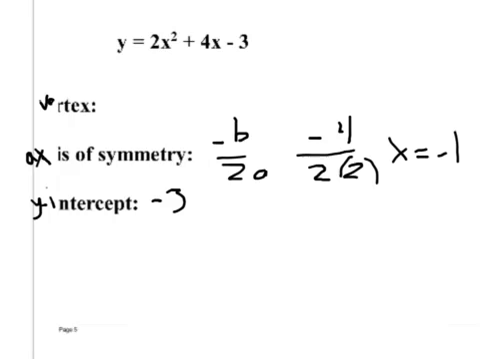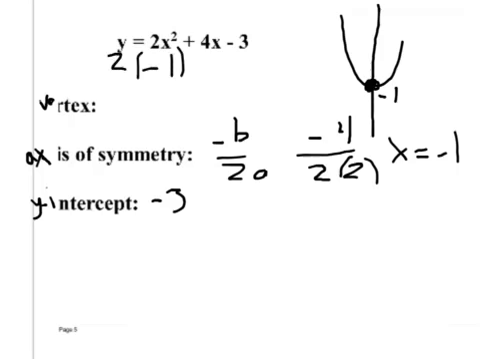Anyone have any idea how I would find my vertex? Cameron? How would I find my vertex? You know your axis of symmetry is at negative 1, right? So isn't your vertex at negative 1 for your x coordinate as well? So what I can do is plug in negative 1 for x. Everywhere you see x, you write in negative 1. So negative 1 squared is 1.